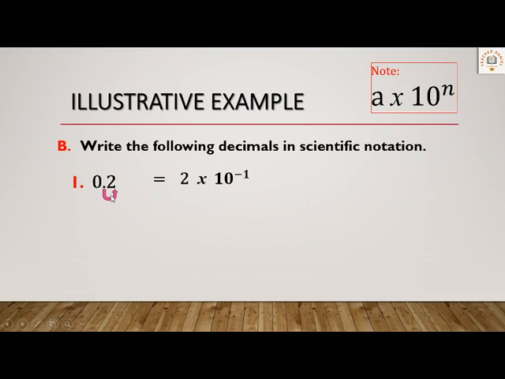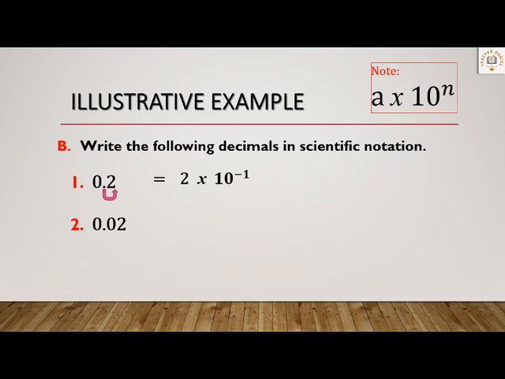So, ang lagi nyo tatandaan ganito. Kapag yung given natin ay decimal, just like this, automatic yung exponent mo negative. Okay? Pag yung given mo, whole number, just like dun sa letter A natin kanina, ang exponent mo, positive. Okay? Another example, 0.02.